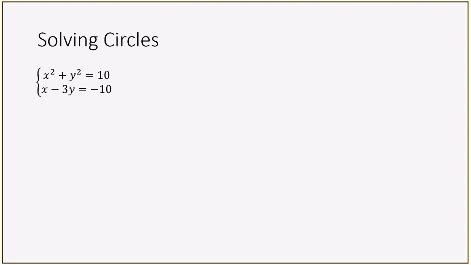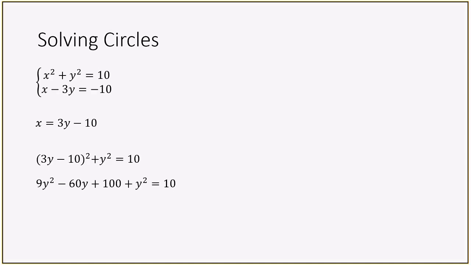So I'm going to solve for x by adding 3y to both sides. Once I have this, I'm going to plug it into the first equation and simplify. So (3y minus 10) squared. Once I FOIL that out, I'll have 9y squared minus 60y plus 100, plus y squared is equal to 10. I simplify further, combine like terms, and get 10y squared minus 60y plus 90 equal to 0, after subtracting my 10 over as well.